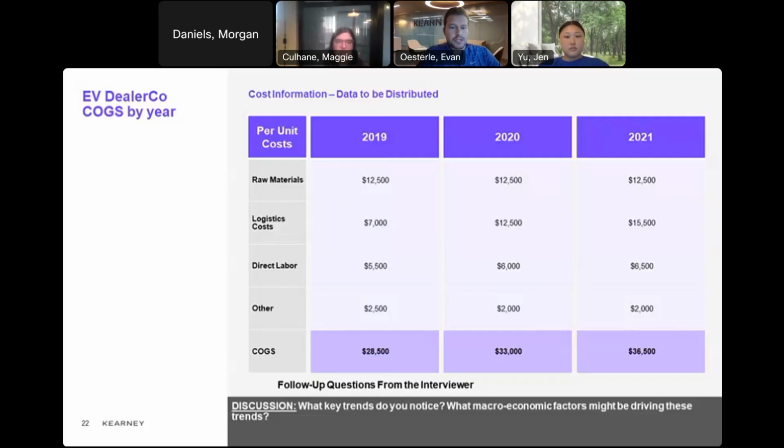And then whatever this other bucket is, it's decreasing. You might even ask what's included in other, and in this case, you'd be told it's irrelevant. But what you can see is almost all of the increase is driven through logistics costs. And so, this is something. When I was interviewing, I may not have even known what logistics costs were, to be honest. So you might ask, what goes into logistics?